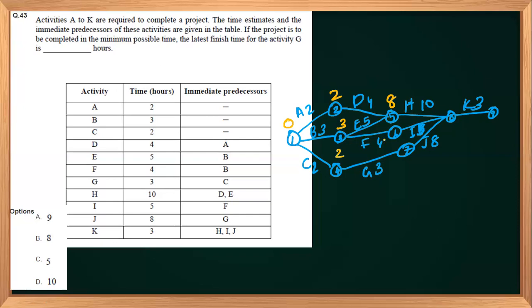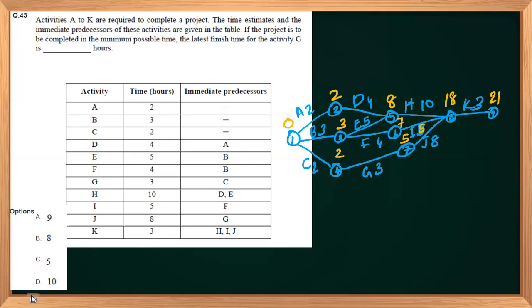And what about this one? 3 plus 4 will be 7, and 2 plus 3 will be 5. 8 plus 10, and 7 plus 5 is 12, and 8 plus 10 is 18, so the maximum is 18. So 18 we will take, and 18 plus 3 will be 21.